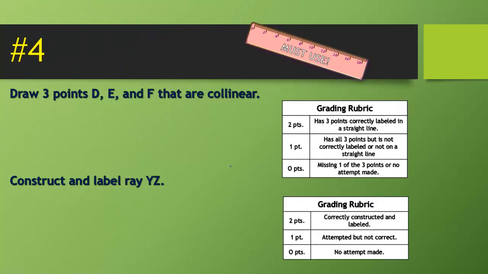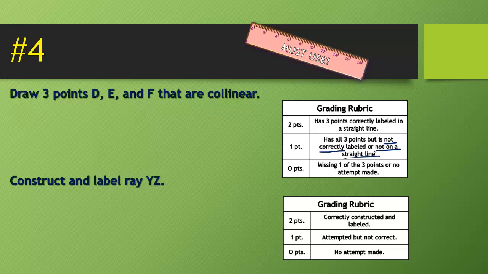All right, so on your notes, I want you to draw 3 points that are collinear. If we were to grade this on a test, you would get 2 points for having 3 points correctly labeled in a straight line. You get 1 point for having all 3 points, but not correctly labeling it or not on a straight line.